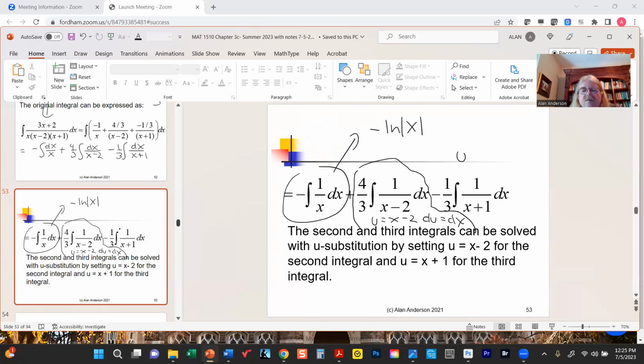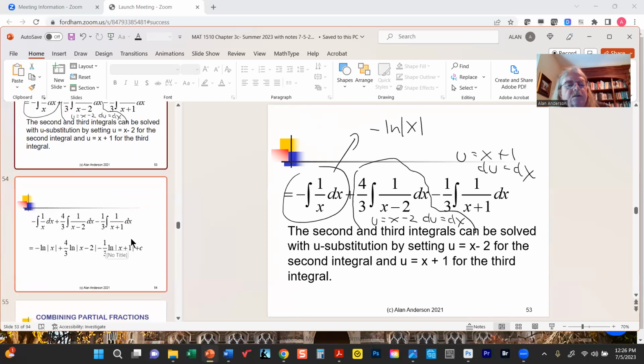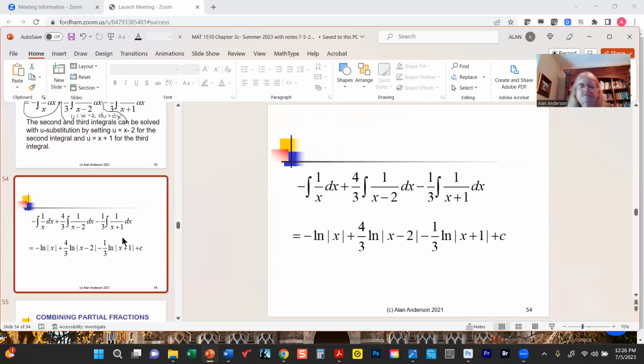And this one, you just simply let U equals X plus 1, so that du is dx. And you have that here too. So you're all set. So here's what you end up with. This one became 4/3 U du.